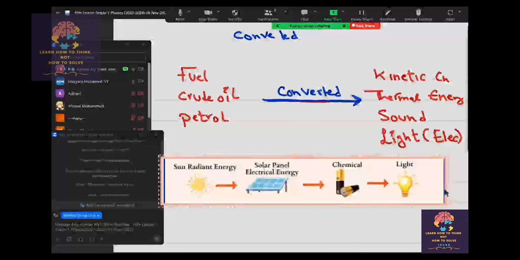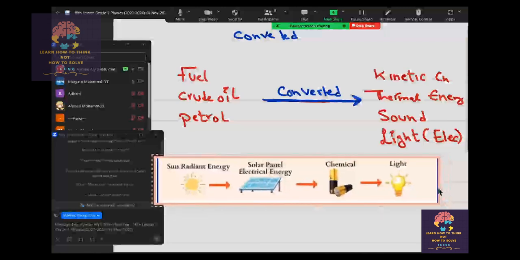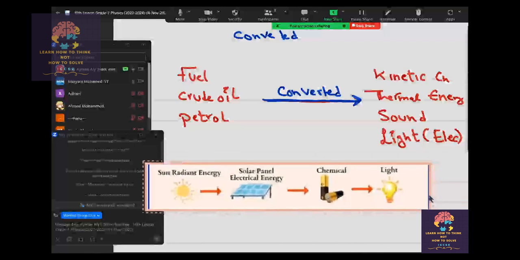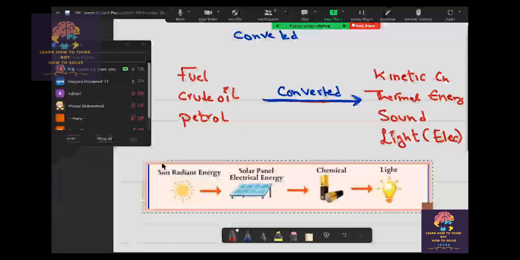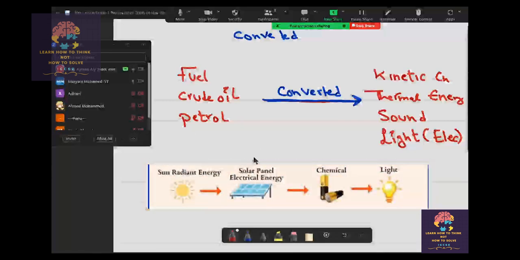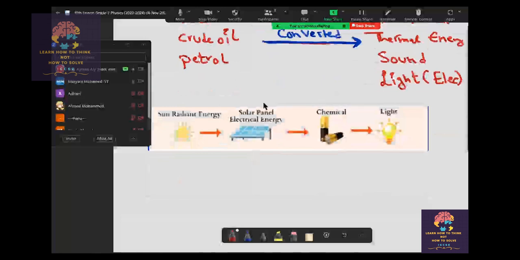What can you see now? Fuel. What can you see now? The sun, which contains light energy, is taken by, absorbed by solar panels. The solar panels store the energy inside what? Inside batteries. And the batteries convert the chemical energy into light.